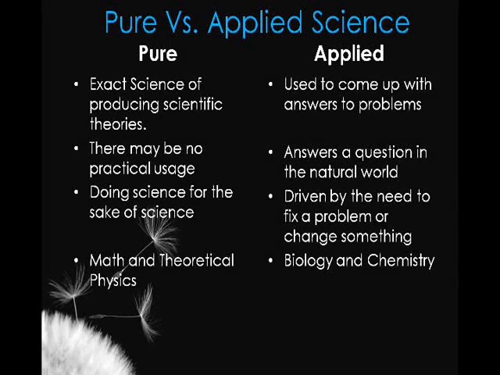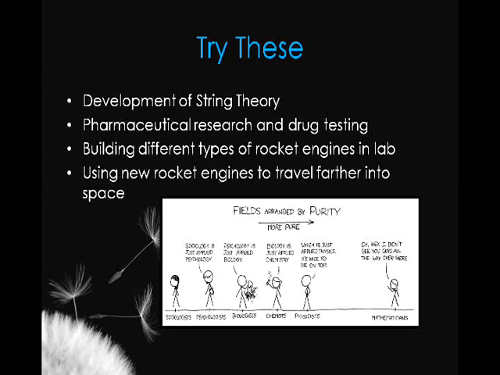Pure science is often found in the fields of math and theoretical physics, whereas applied science is often found in biology and chemistry. We can often see pure science being done in the lab and applied science being done in the field. So which type of science would each of these be? Development of string theory, pharmaceutical research and drug testing, building different types of rocket engines in a lab, and using new rocket engines to travel farther into space.